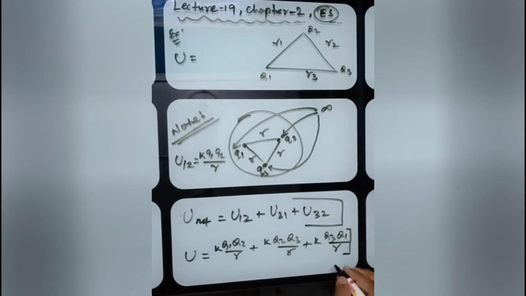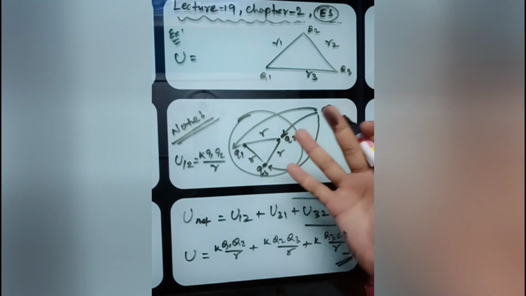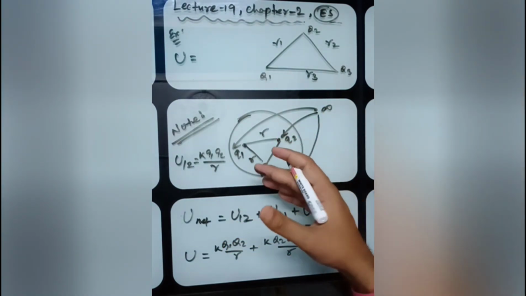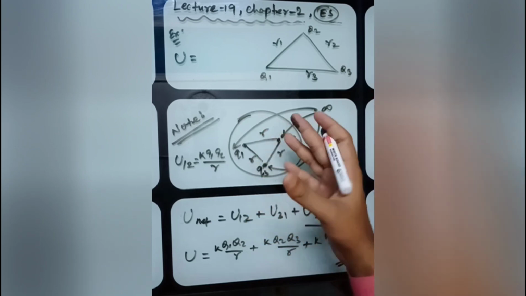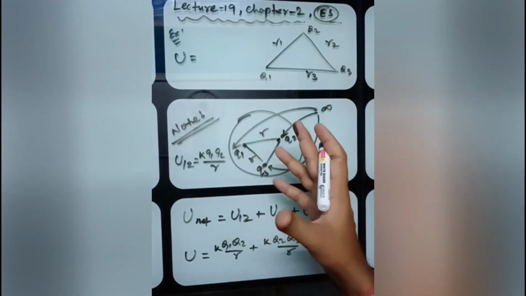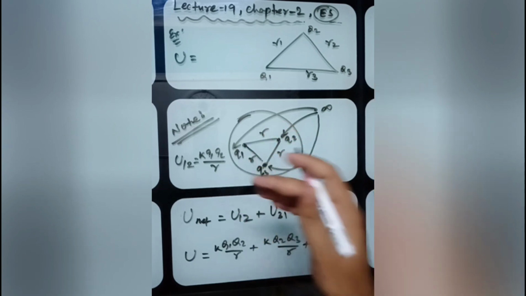Okay, my dear students, so this is all about today's lecture. In the next lecture we will study a few more concepts of potential energy and potential. But the main topic of the next lecture will be the relation between electric potential and electric field, that is, the field gradient and potential gradient.